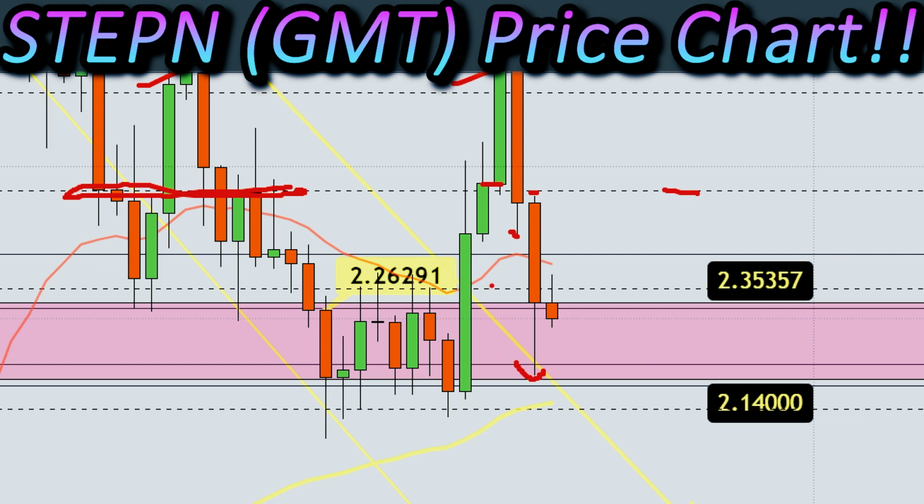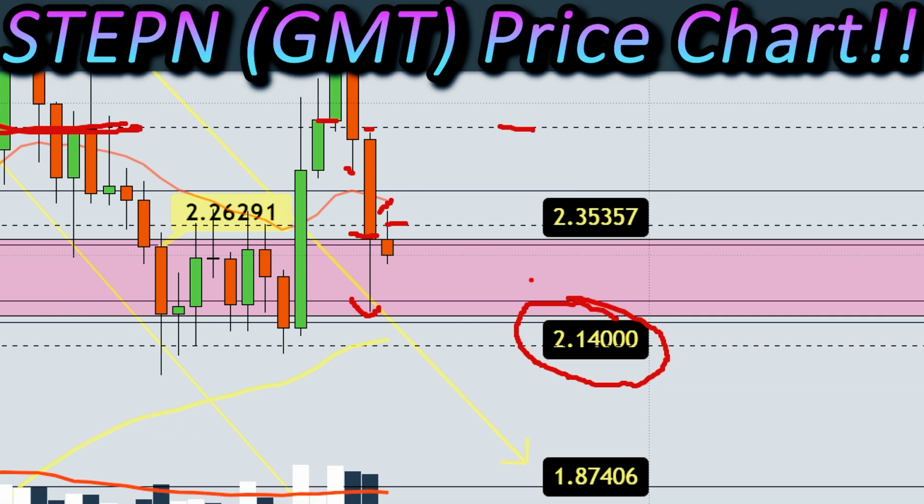Okay, sorry, not broken, what you can say is it was absorbed by the buyers. Okay, and the next candle closed here. The next candle tried to go up, but again got rejected from another level. Now it's going down, so the chances are we are going to see the 2.14 level very soon. And from there it will be decided whether it wants to go up or down.